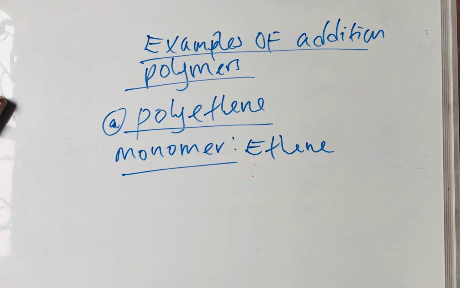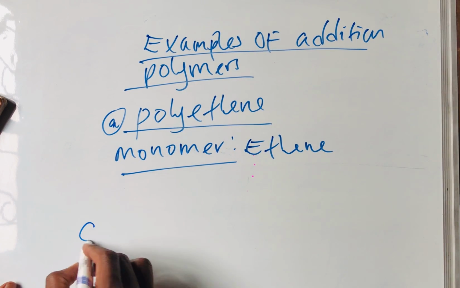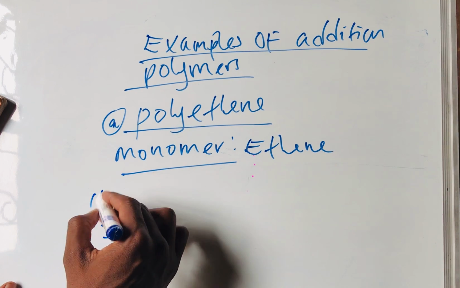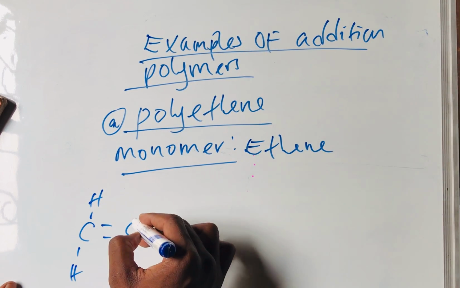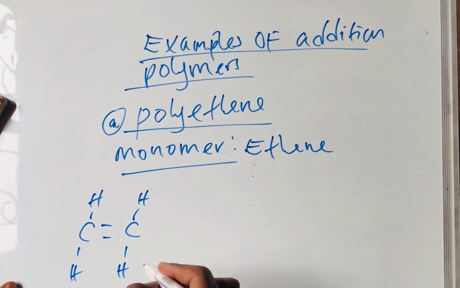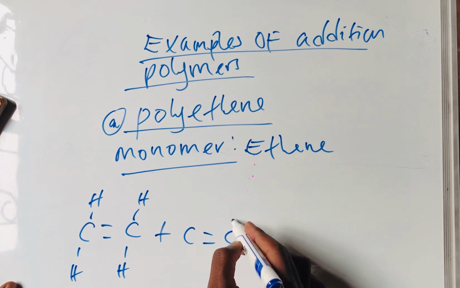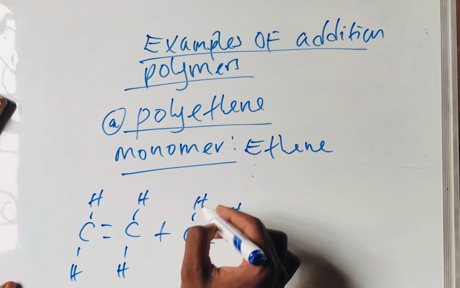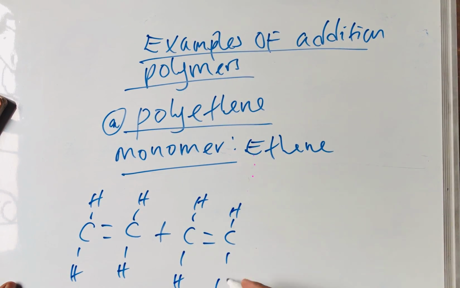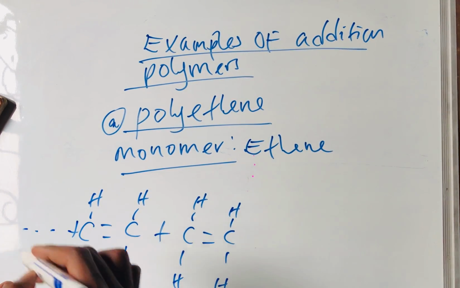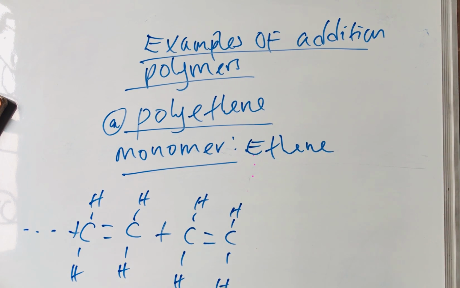So how is it formed? Remember, the structure of ethene is like this. This is the structure of ethene. This is an alkene. So when we join a lot of these ethene molecules, plus so on, when we join a lot of them, what are we forming?